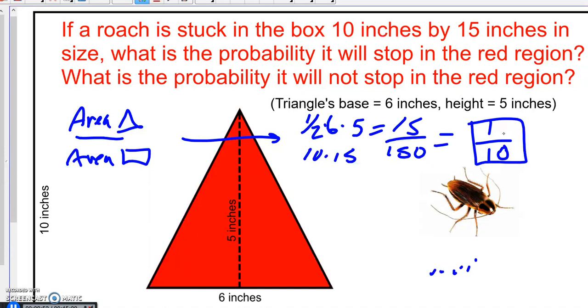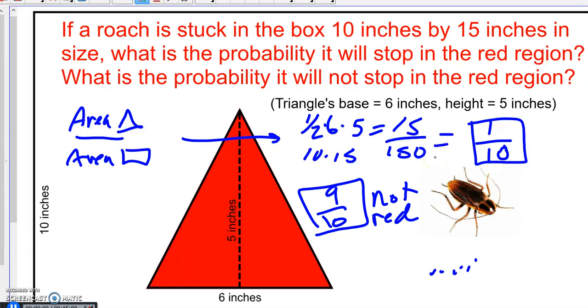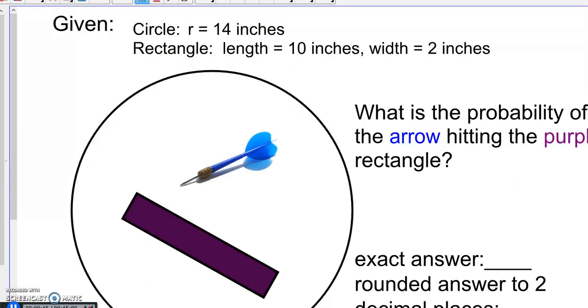Okay? If it asks us what's the probability of it not stopping in the red region, well, it either stops in the red region or it doesn't. So if there's a 1 out of 10 chance that it stops in the red region, there's a 9 out of 10 chance that it doesn't stop in the red region. So that's our probability that it stops in something that's not just this red region there. Okay, let's look at a couple more like that. Here's a very similar problem.